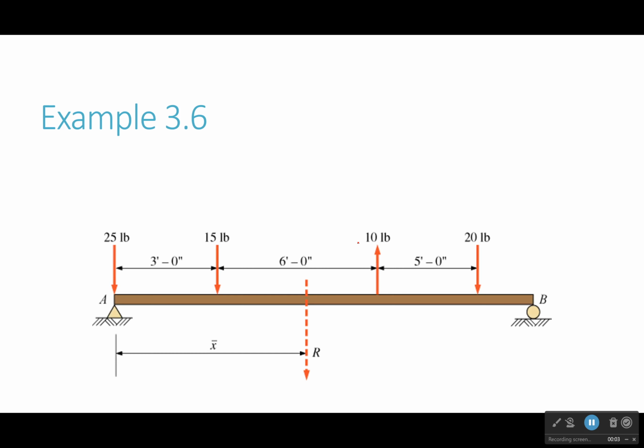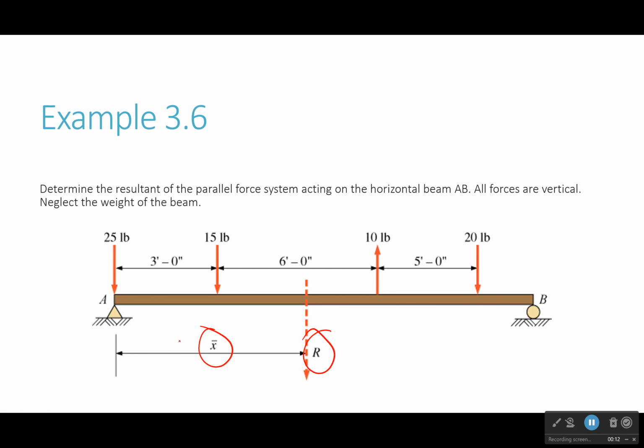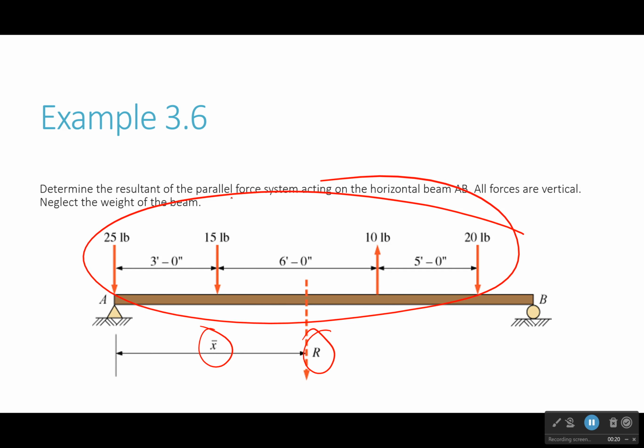Okay, everyone, so let's jump into example 3.6. What you see here is a coplanar force system, and we're going to try to figure out where this resultant vector is. Because remember, if we have the resultant vector, we apply it at the same point, we can consolidate all these four forces into a single force that has the same external reaction on the beam.